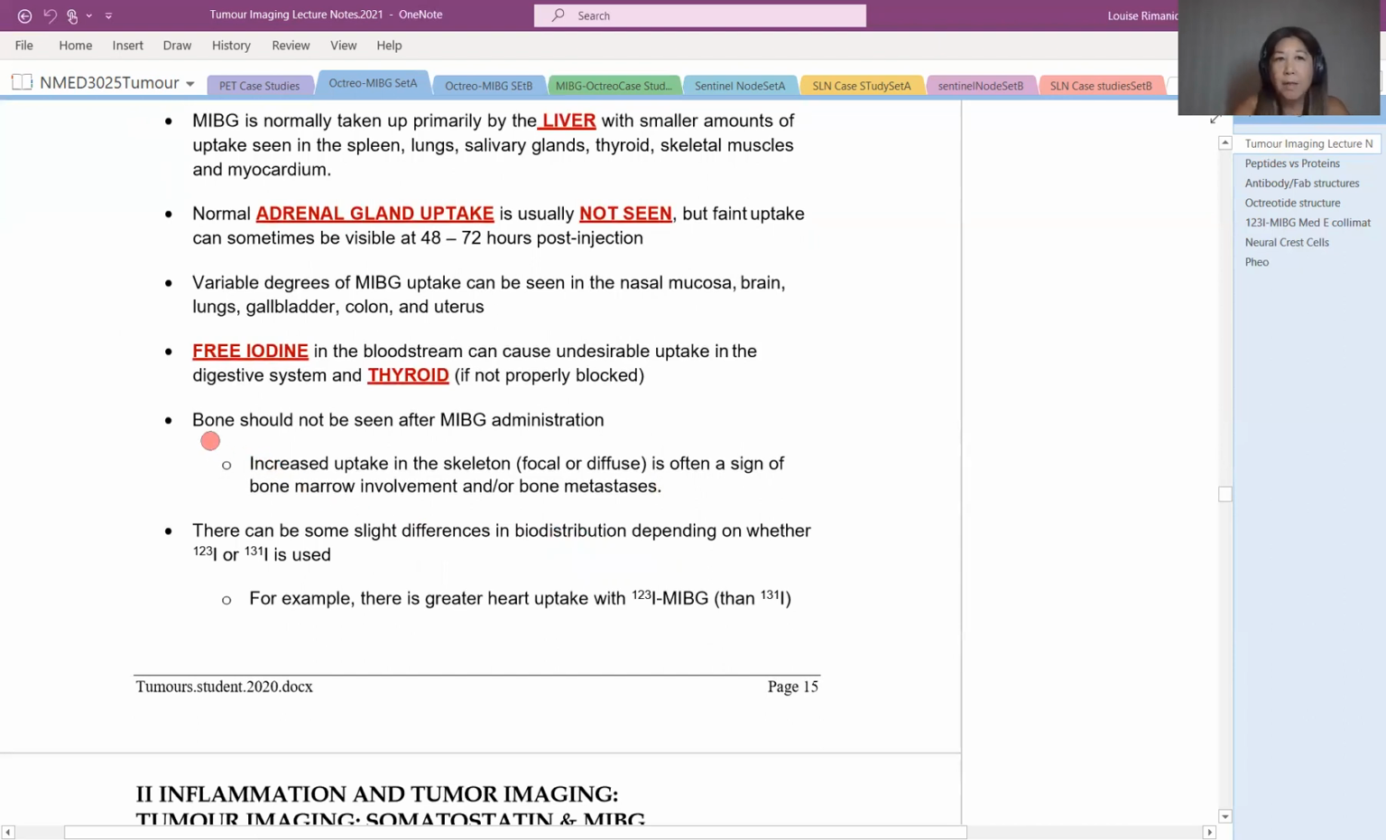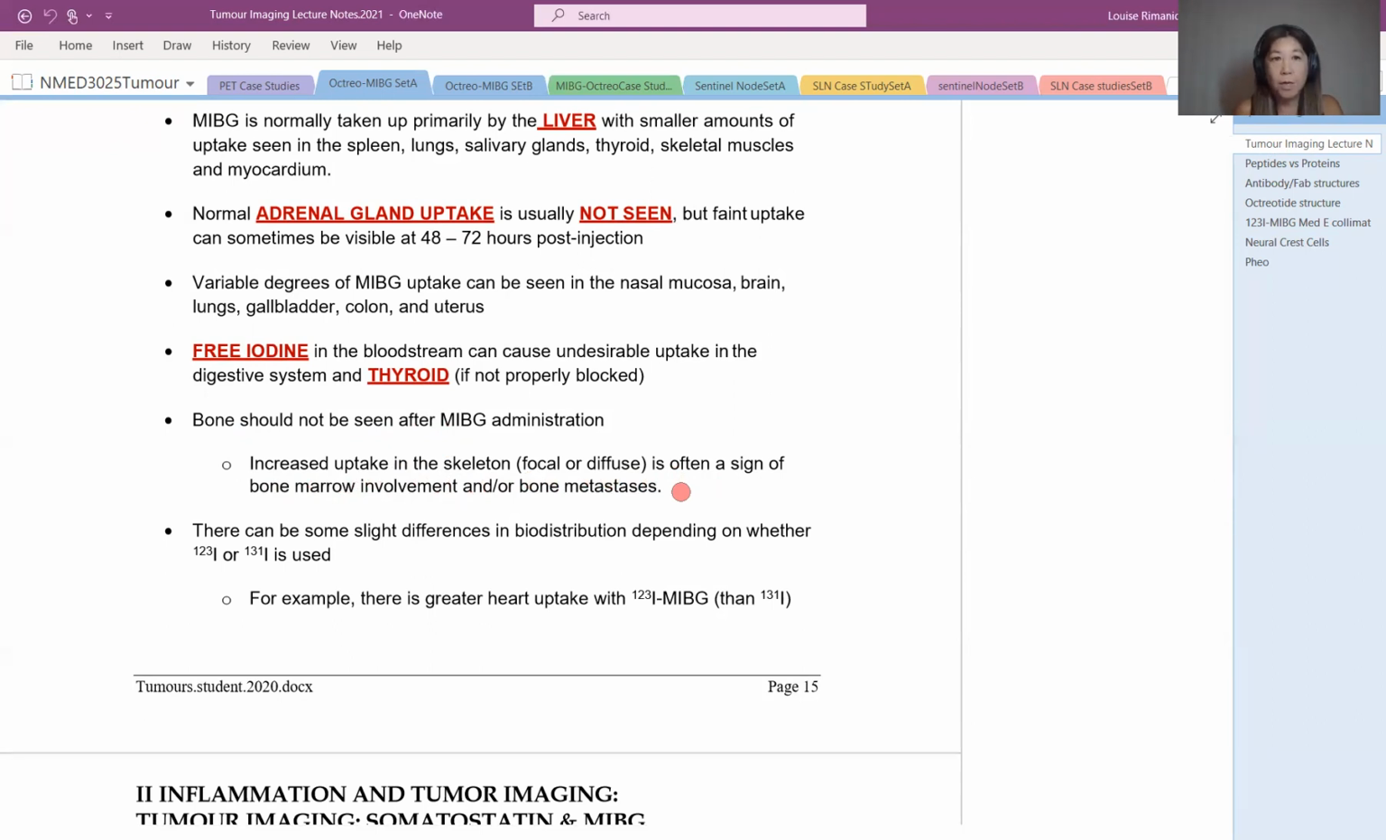We should not see a lot of bony uptake in a normal MIBG scan. You'll see a little bit of an outline of the skeleton, but if we see any increased uptake, whether it be focal or diffuse, this is often a sign of bone marrow involvement or bony metastasis. So if your MIBG scan looks like a bone scan, then that's not a good thing.